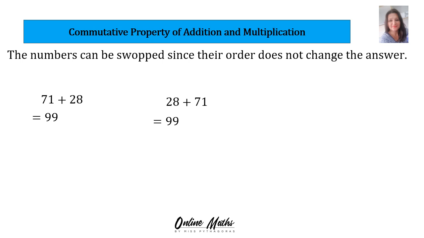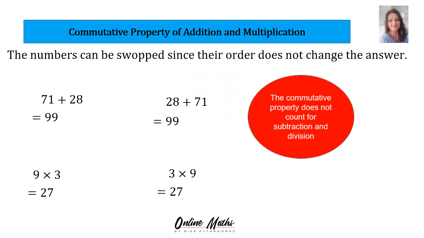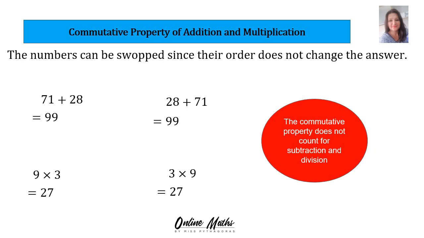And then for multiplication, if I give you 9 times 3, the answer is 27. And if I swap the two numbers around and I give you 3 times 9, the answer is still 27. And then the commutative property does not count for subtraction and division.